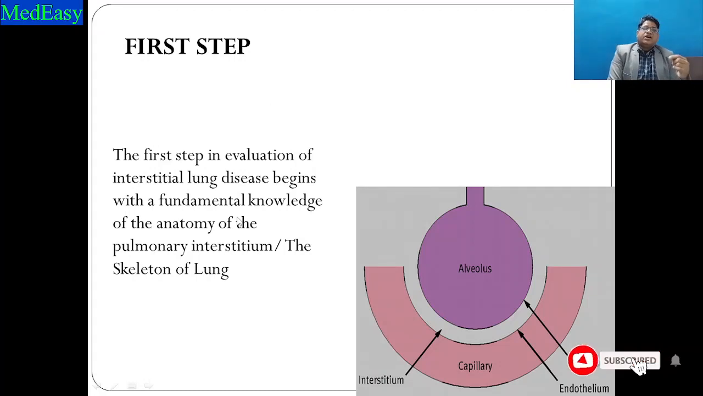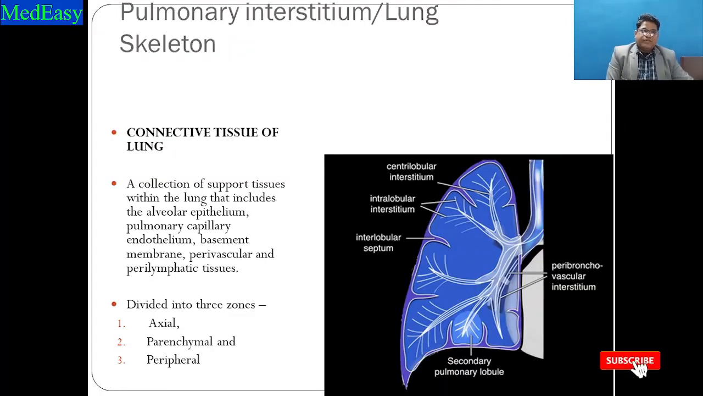For example, bronchial asthma and COPD are diseases of the bronchi or the airways. Likewise, we can say that this is a disease of the interstitium. So we should have a little understanding of what the pulmonary interstitium is made up of. The pulmonary interstitium is also called the lung skeleton, and it is simply the connective tissue of the lung. It is a supporting framework, a collection of supporting tissue, that includes the alveolar epithelium, pulmonary capillary endothelium, basement membrane, and perivascular and perilymphatic tissue, divided into three zones.